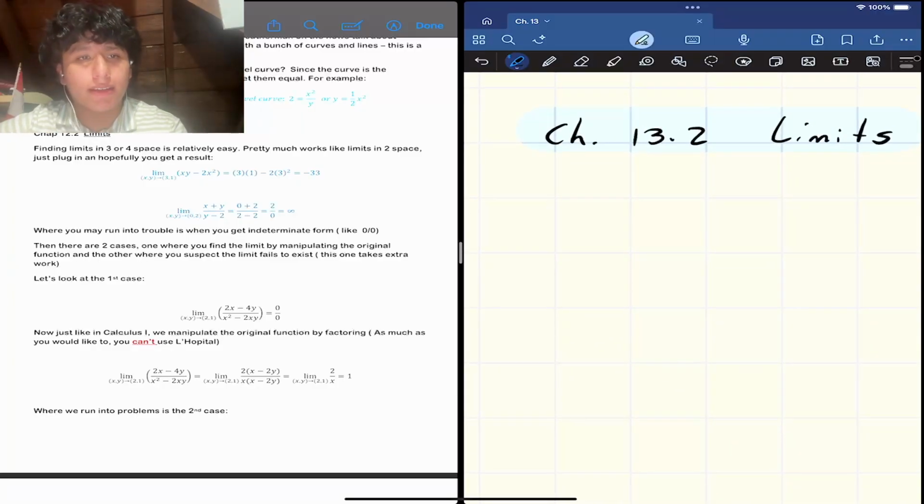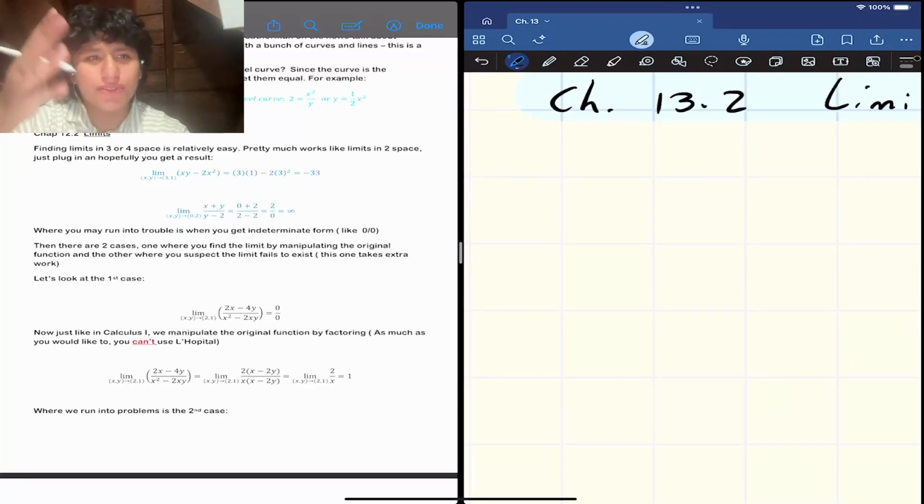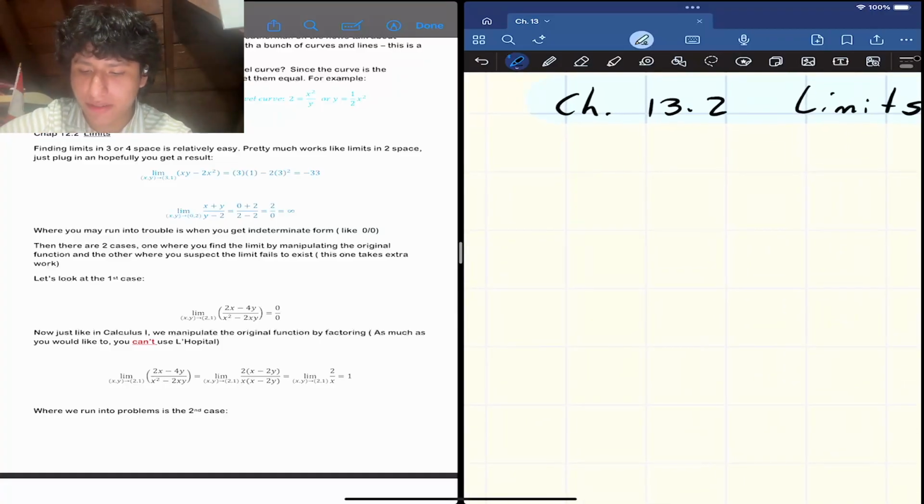Okay. I think finding limits in 3 or 4 spaces is relatively easy. Pretty much works like limits in 2 space. Just plug in and hopefully you get a result. What do you mean hopefully? I want to get a result, but like if I don't, what happens? Only thing is with limits, I hate writing the whole limit as x. I feel like I'm drawing half the time. There has to be some easier syntax for this, right?